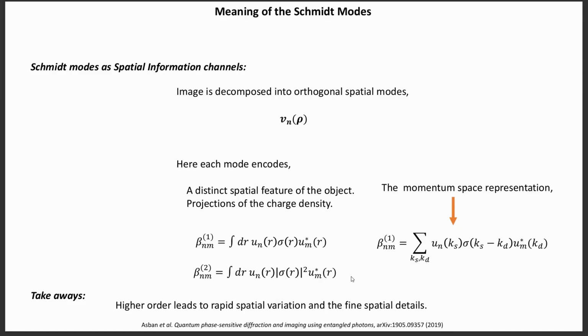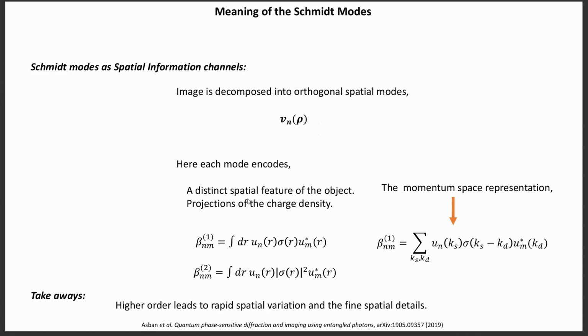What is the meaning of the Schmidt modes? Other group members would have explained this very well, so I will tell you about it briefly. We can call them Schmidt modes as spatial information channels. The image is decomposed into orthogonal spatial modes. We have seen the expression with the coupling parameter and the S parameter, which is the actual information of the sample, and in that these modes were present. These are known as the Schmidt modes, each a distinct spatial feature of the object, a projection of the charge density.